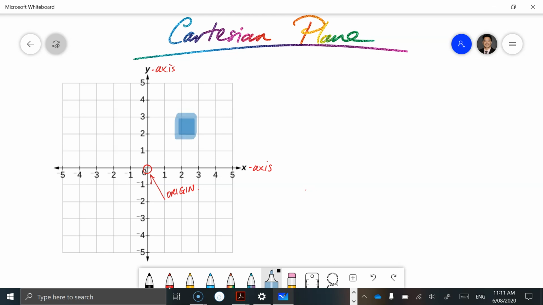This is considered as quadrant 1, because both values in your coordinates, and we'll talk about coordinates later, are all positive. Quadrant 2 is on the left, so we're going anti-clockwise. Quadrant 3 is the bottom left, and then quadrant 4 is the last one. So if we're ever referring to a particular quadrant, that's which quarter we're looking at.